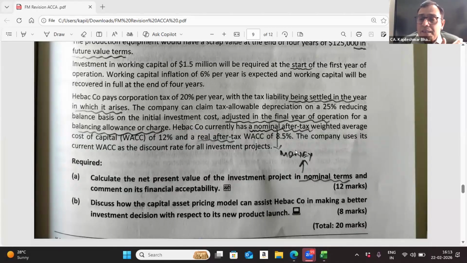When it says that a CAPM model is going to help you in making a better investment decision, what is he trying to hint at? What kind of comments are you going to make in terms of the part number B for 8 marks? So let's get that input from your side. What kind of comments do you think he is expecting, that a CAPM model is going to help you make better decisions? What is the thought process?